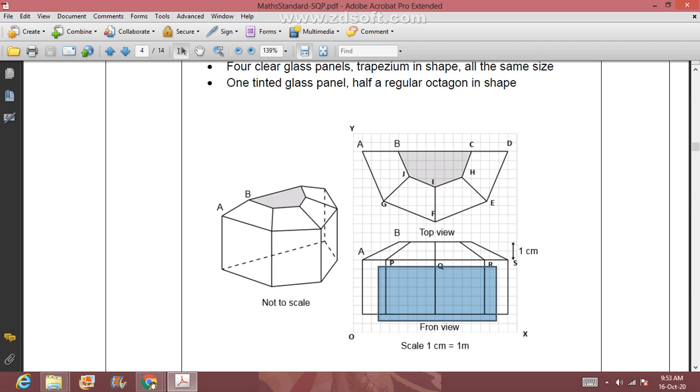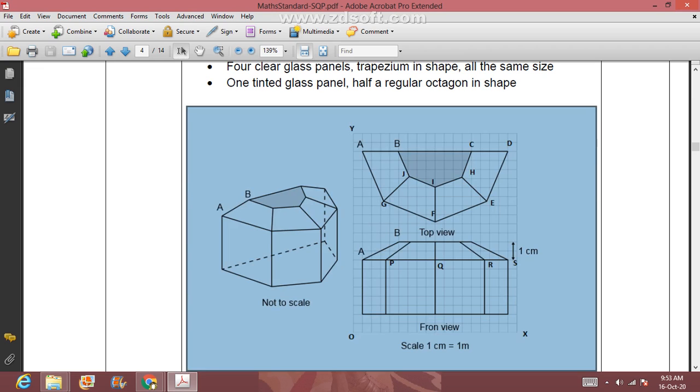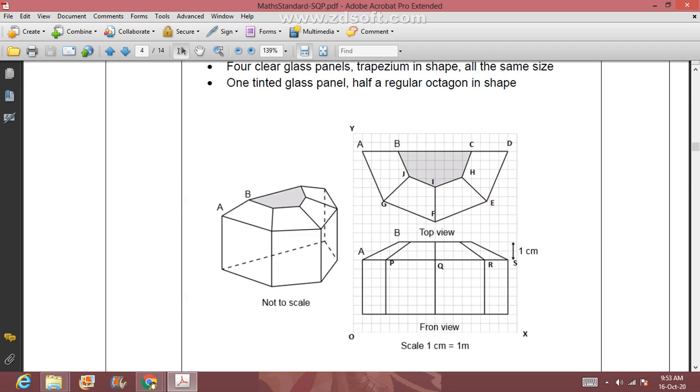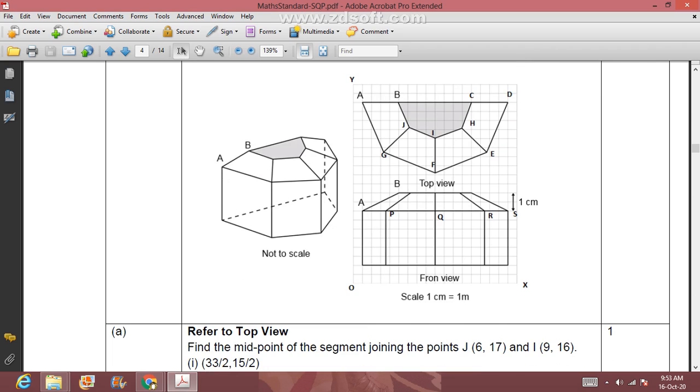Okay. This is a side view. Scale is not given. And see, for this, the xy plane is given. This is the y-axis and this is the x-axis. The x-axis and y-axis are given. Some dimensions are there, so using those dimensions you have to answer.